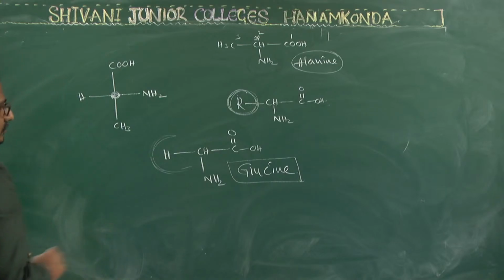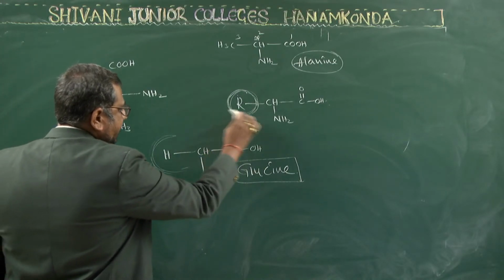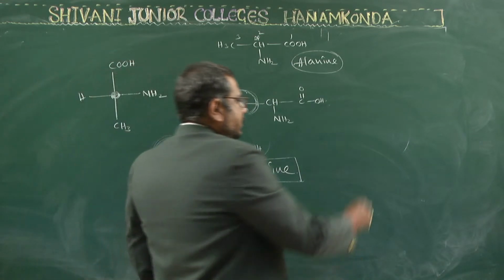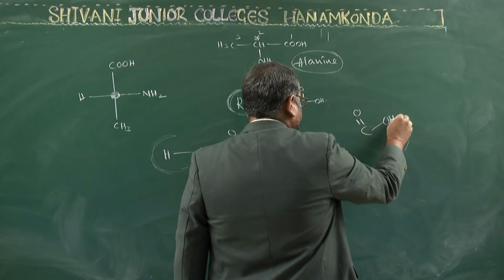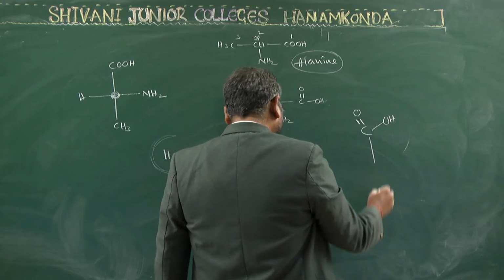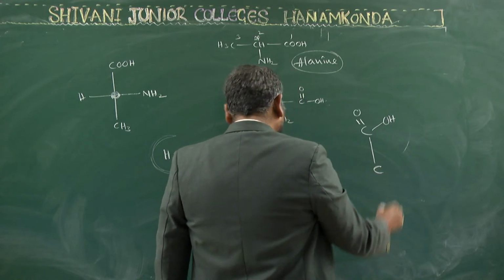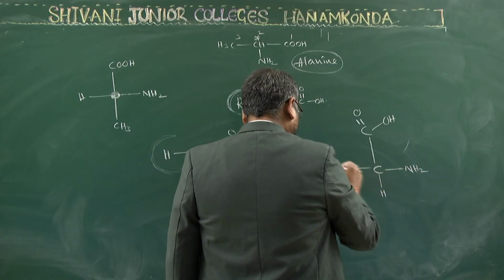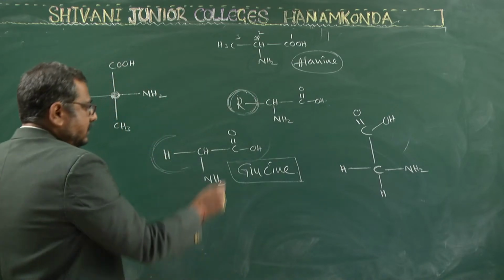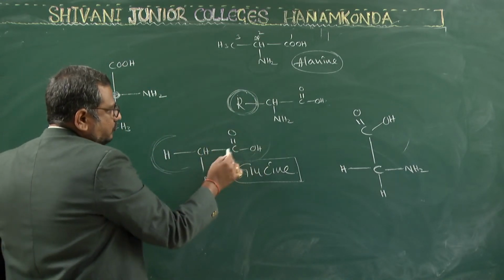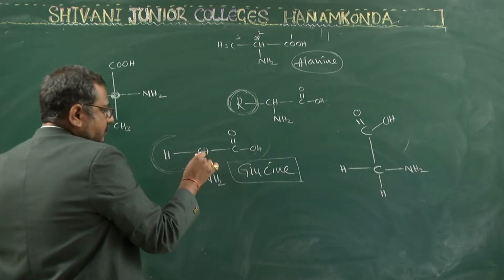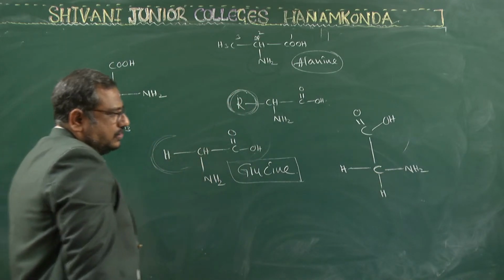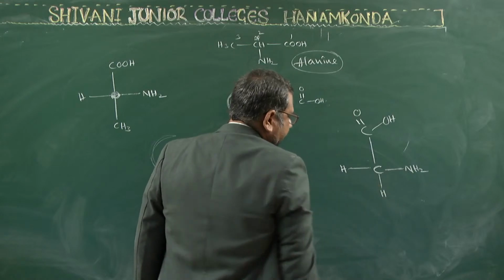Why is this optically inactive? Carefully observe. Here one amine group is there, here the acid group is present, and here how many hydrogens are there? 2 hydrogens are present. Observe here C double bond OH, and here the carbon and NH2 group, and these are the 2 hydrogens. In this compound, how many carbons are there? 1, 2 carbons. Here one is the acid group, and this is the carbon with one NH2 group and 2 hydrogens. So due to these 2 hydrogens, this compound is optically inactive.